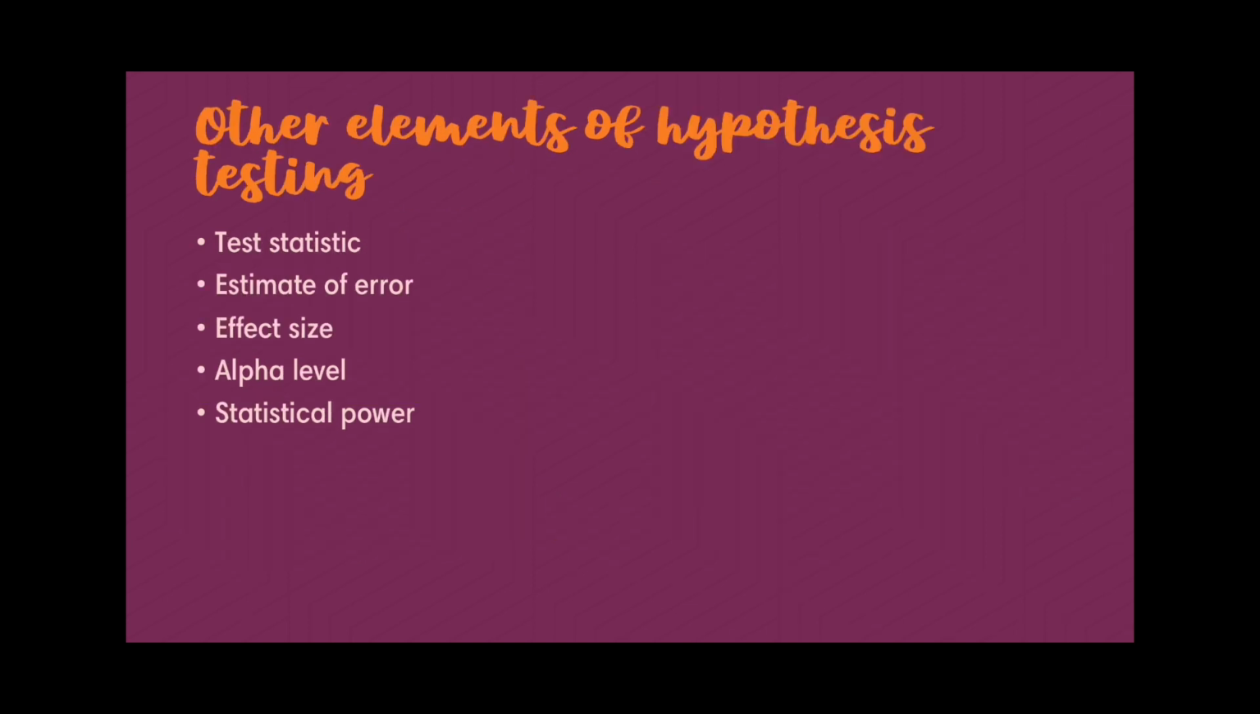You will also be encountering other elements of hypothesis testing when the statistics are going to be taught to you. You will be learning about different test statistics. For example, for t-test, you will be exposed to t statistics. If it's Mann-Whitney U, that's a U statistic. If it's chi-squared, that's a chi-squared statistic.